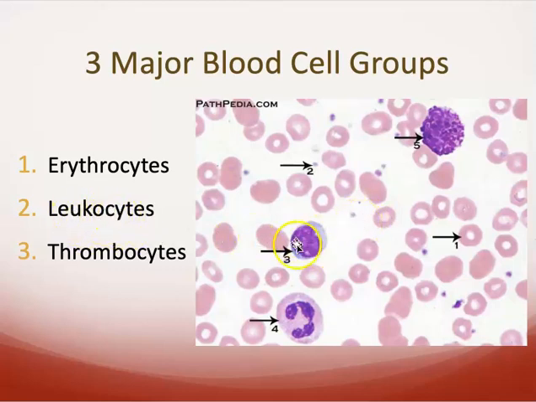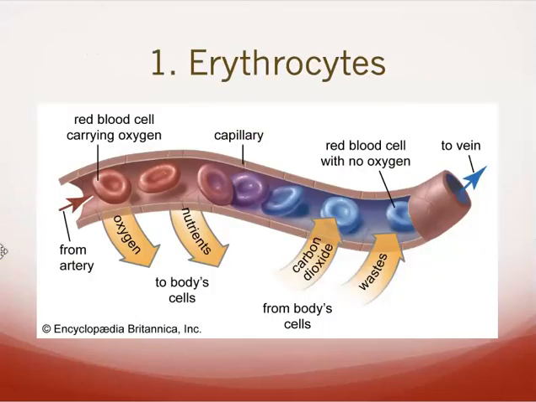Leukocytes are these larger cells that are bluish purple, somewhat grainy or with an odd lobed shape. These are our white blood cells, and these three shown here are different types. And then thrombocytes are these tiny little dots that you're seeing here. Those are our platelets. So again, these are our scientific anatomy terms for red blood cells, white blood cells, and platelets.